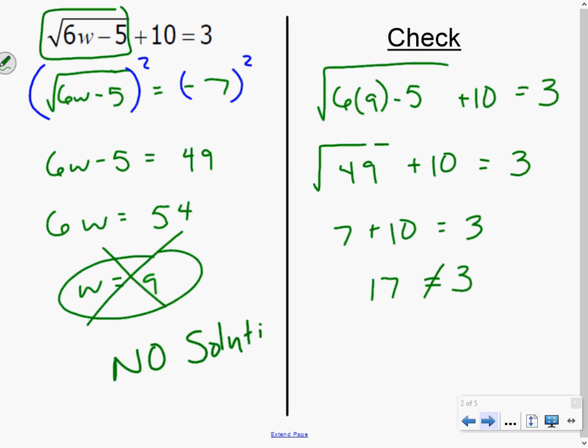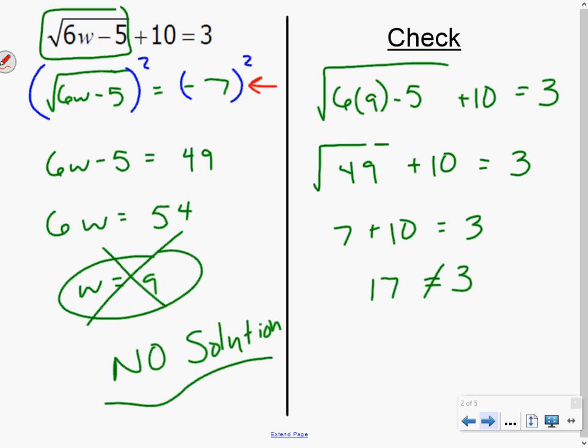Now let's backtrack and try to figure out, why did this happen? Maybe you caught it right at the beginning, but right here before we squared each side, I had the square root of 6w minus 5 equal to a -7. We can't square root something and get a negative number. It's not possible. So that should have been an indicator to you that, hey, maybe something's not going to work out here. Kind of like when we looked at absolute value equations back toward the beginning of the year, we saw, hey, when an absolute value is equal to a negative, you know that it's not going to have a solution. Now, I will warn you that that would not result in a no solution if it was a cube root instead.